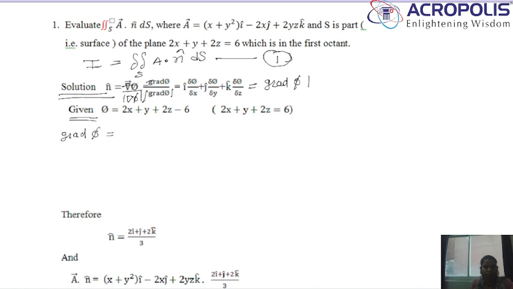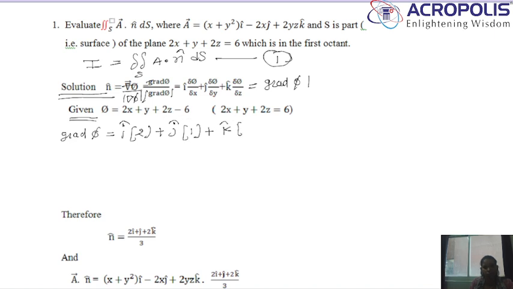grad phi equal to i del phi by del x. Here phi is 2x plus y plus 2z minus 6. So we calculate the differentiation of phi with respect to x, which gives 2. Now similarly plus j del phi by del y. The value of del phi by del y is 1. And similarly the k component will be the coefficient of k.